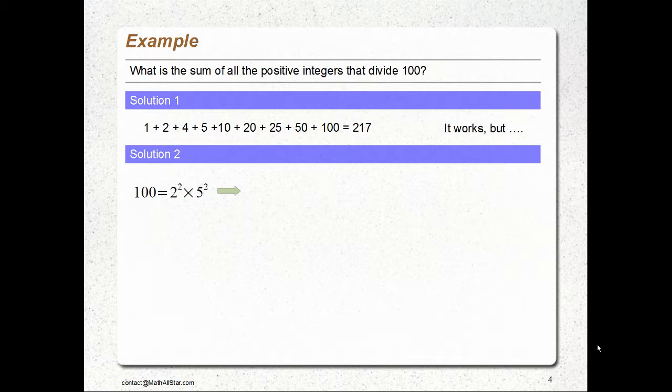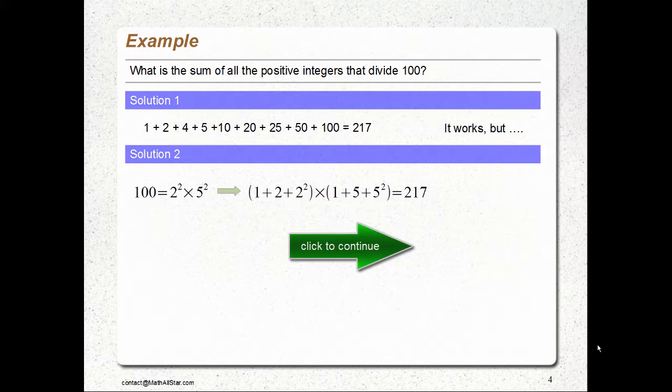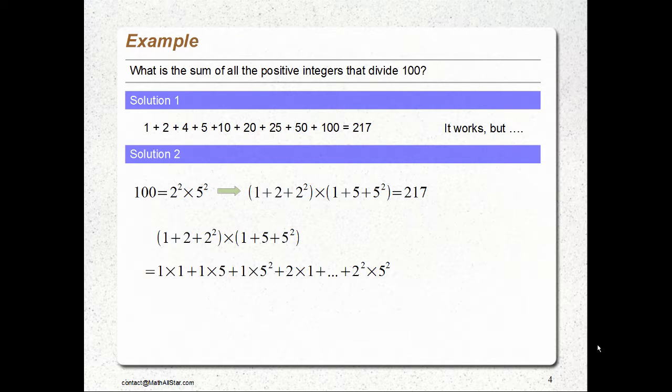Then we say the sum of all these positive divisors is given by this expression. Pause a moment to see whether you can understand where this expression comes from and why it is correct. To see the logic behind this expression, we can simply expand it. Do you see the magic here? In its expanded form, each term is a product of some 2s and some 5s. Therefore, it's a divisor of 100. And on the other hand, every positive divisor of 100 will appear in the expanded form once and only once.